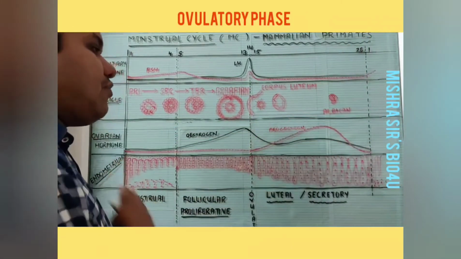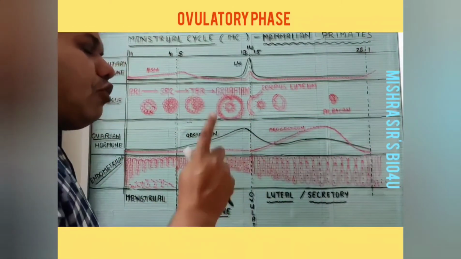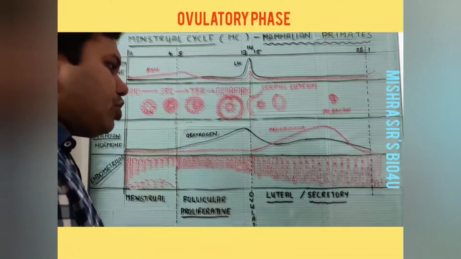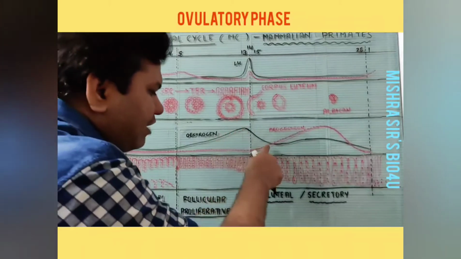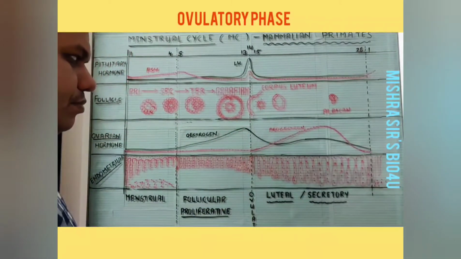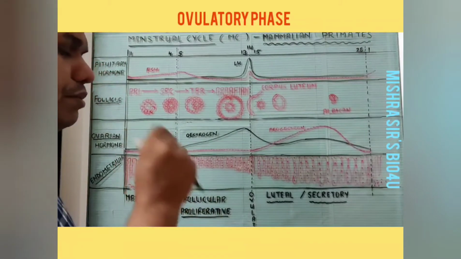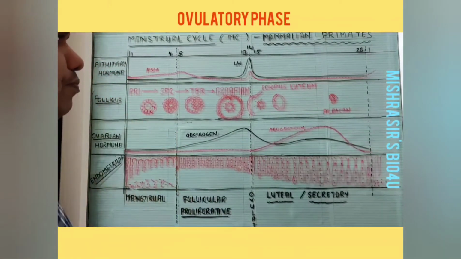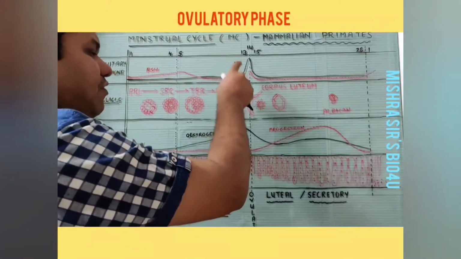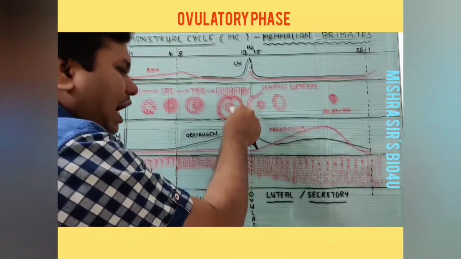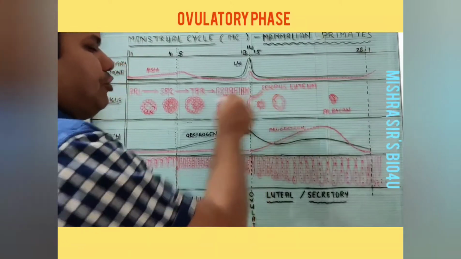What about the other follicle? They degenerate. Now, if they degenerate, then what will happen? There will be no production of estrogen. So, see, estrogen level is decreasing. Now, for 14th day, what you have to remember, be very careful. Increased level of LH causes ovulation and formation of corpus luteum.